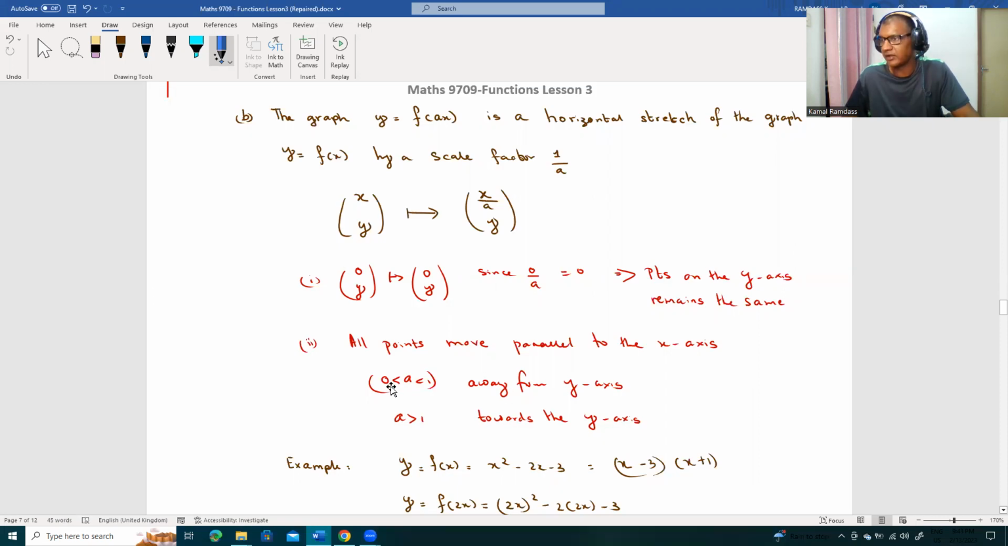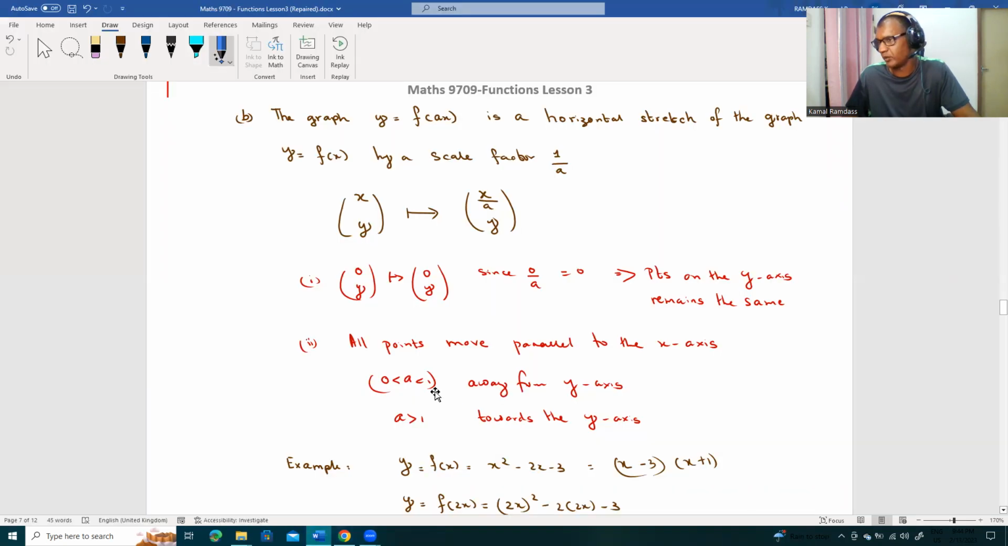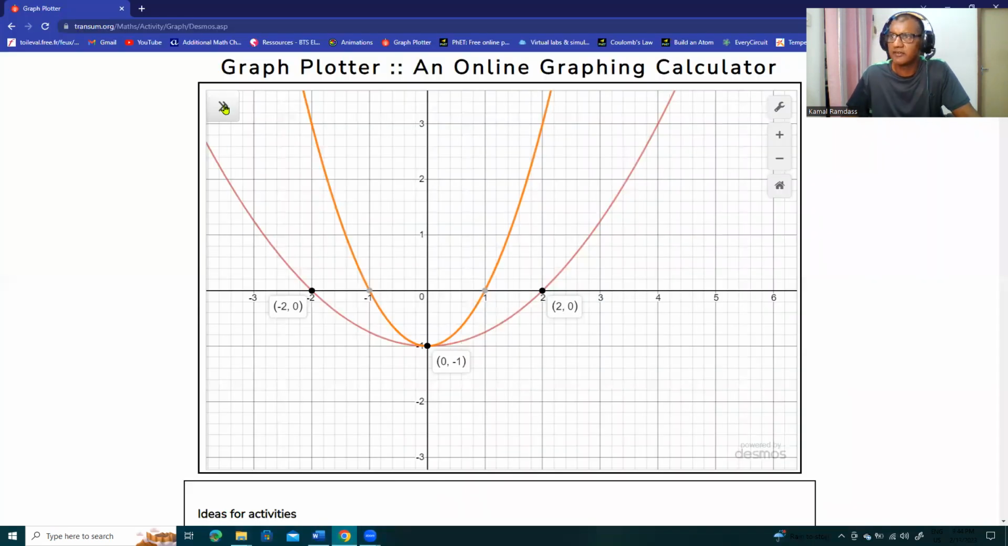If a is greater than 0 and less than 1, it will move away from the y-axis. If a is greater than 1, it will move towards the y-axis. And here we have a equal to half. What can it do? It moves away from the y-axis. Simply, a equal to half, away from the y-axis. And we add a graph.